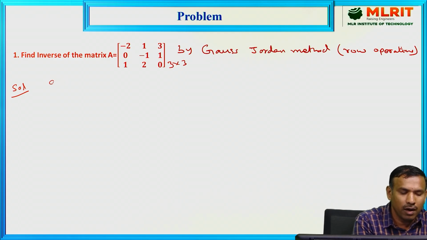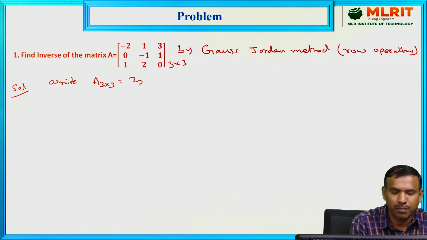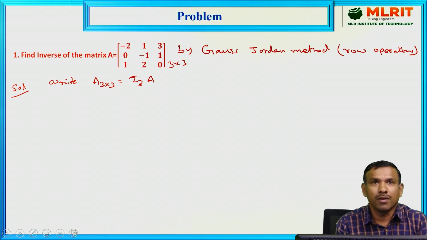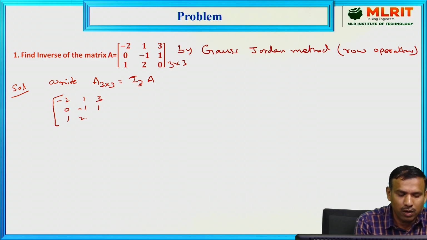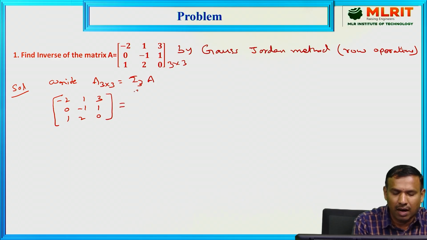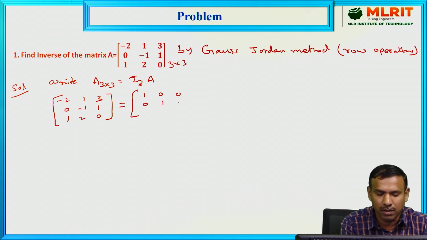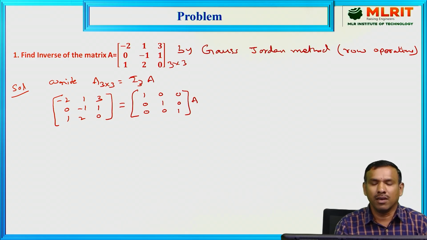As per the procedure, write the given matrix as A is equal to I A. A is a given 3 by 3 matrix, so here we write I3 and A, that is, A is equal to I3 A. Here A means the given matrix, which is minus 2, 1, 3, 0, minus 1, 1, 1, 2, 0. LHS is the given matrix, RHS is I3, the identity matrix of order 3: 1, 0, 0, 0, 1, 0, 0, 0, 1. We know very well about the identity matrix. On A, you are not making any changes; just write A itself, the coefficient matrix, with no change.